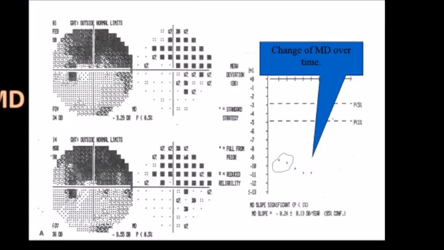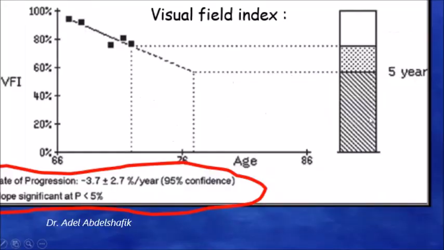To follow a patient over time, we can record the mean deviation and get this curve. Then we draw a line and see the slope of this line, and accordingly we would say that this patient is deteriorating at that rate, fast or slow or whatever, and we get these numbers here. So do you know what is the meaning of these numbers?